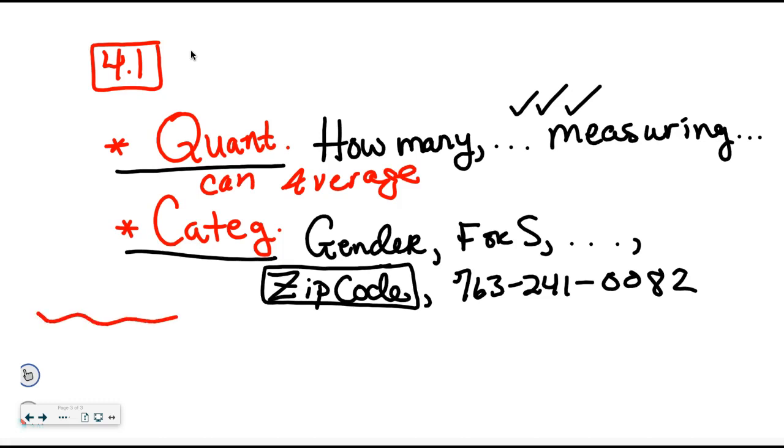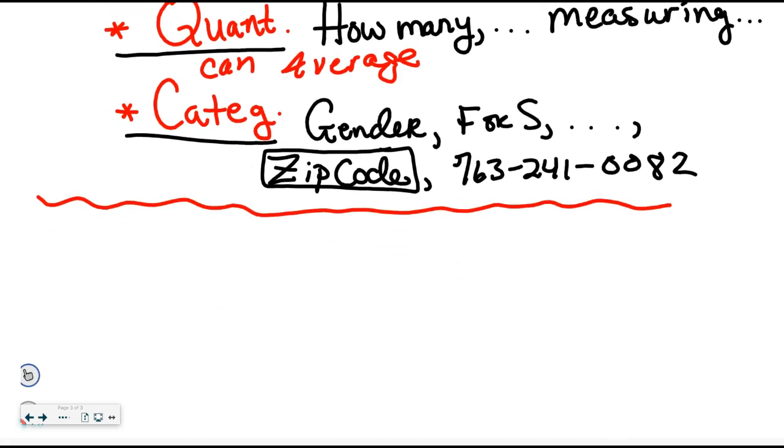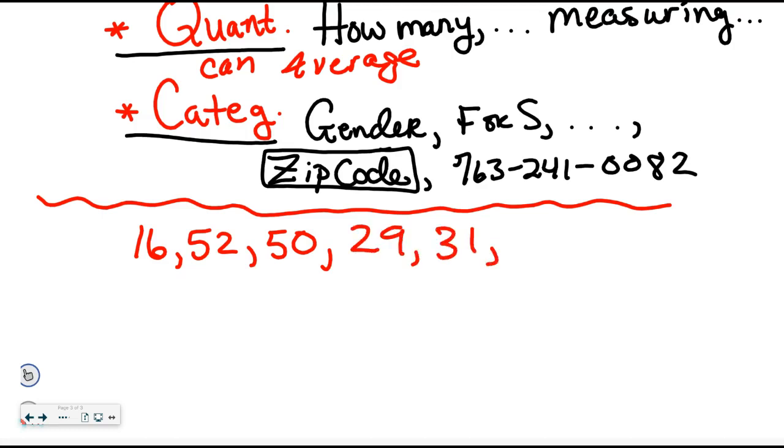Now, there is one on your Schoology assignment that does ask about an age, which is a how many question, like what is your age? And you would answer, well, with a 16, and I'd answer with a 52, and Mr. Janan would answer with a 50, and Mr. Monahan would answer with, I don't know how old he is, let's say he's 29, Mr. Peshman would answer, I believe he's 31, and we could average those numbers.